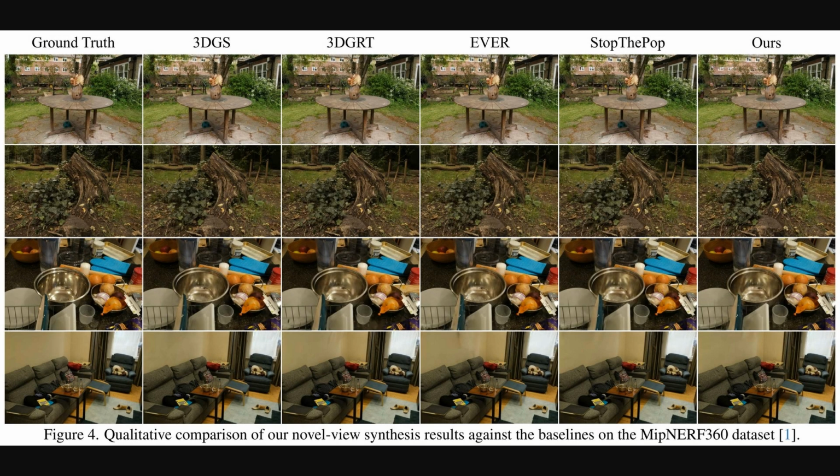Moving on from how 3DGUT handles projection and evaluation. Figure 4 gives us a look at how it stacks up against other methods on a standard dataset, MipNeRF 360. This isn't focusing on distortion or secondary rays specifically, but rather on the general novel view synthesis quality. You can see their method, labeled ours, compared to the ground truth and several others like the original 3DGS. The main thing here is that 3DGUT achieves really comparable visual quality to the established methods on this common benchmark. It shows that adding those new capabilities hasn't really hurt its performance on standard tasks.